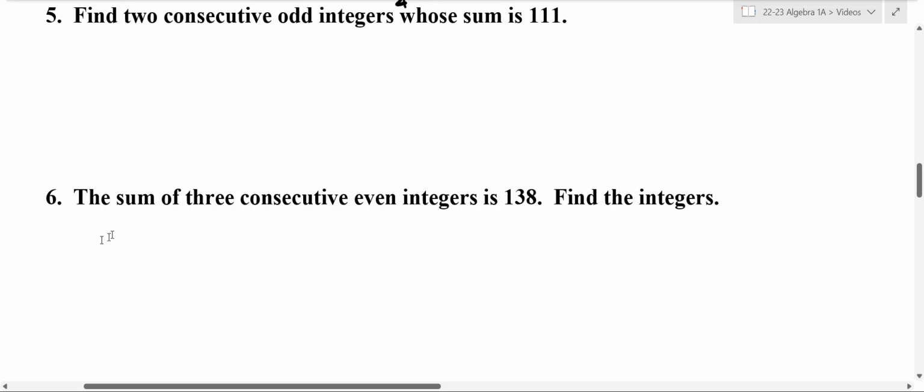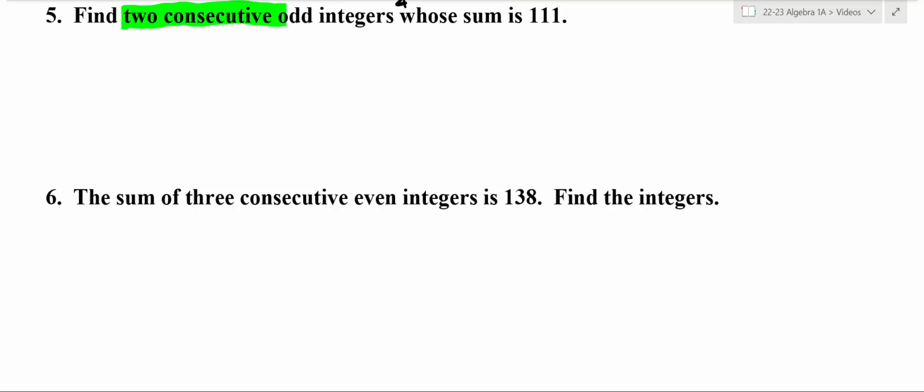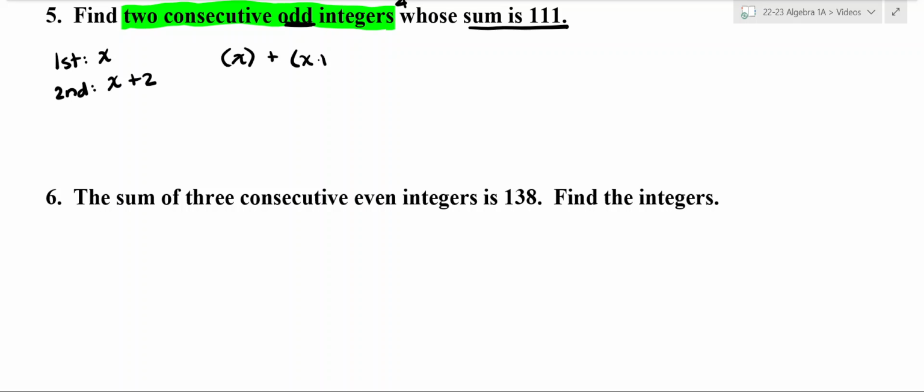Number 5, another example. Find two consecutive odd integers. So this has two consecutive odd integers. Right? So first and second, because we only have two integers. So we're using the color scheme. These are odd. That means that the first one is x, and this one's going to be x plus 2. And we want the sum to be 111. So that means x plus x plus 2 equals 111.